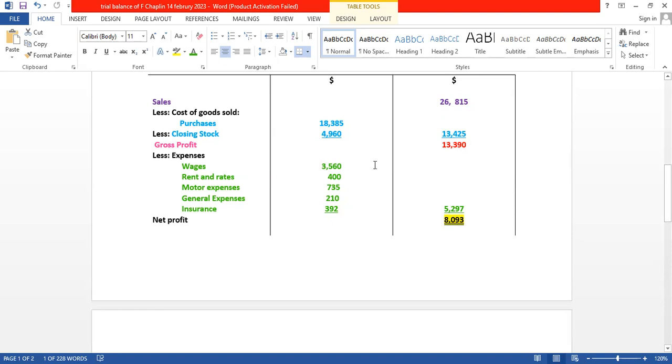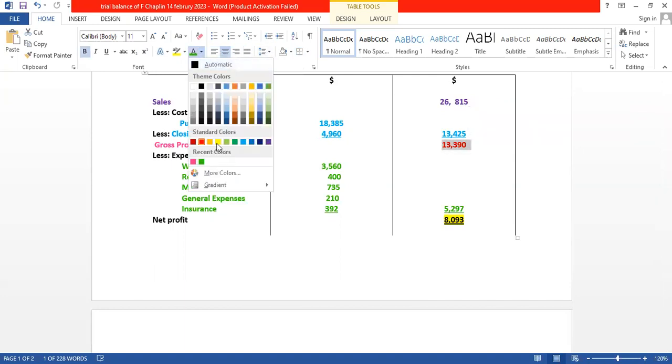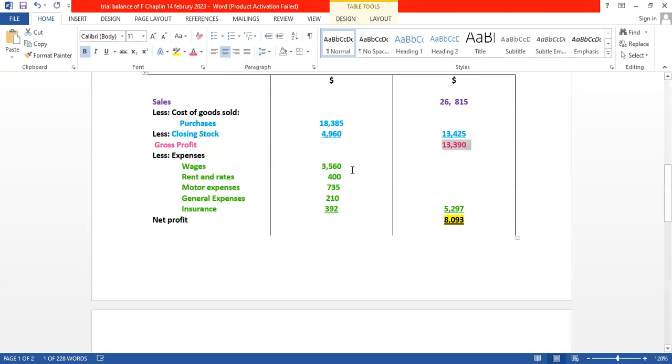And I really wanted you to see. I should have put it in pink. I think this is pink. I should have put it in pink to kind of harmonize with this color here, so you could really see that it's the gross profit. So there you go. Now it's in the same color as the gross profit.